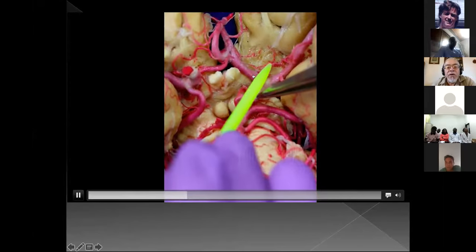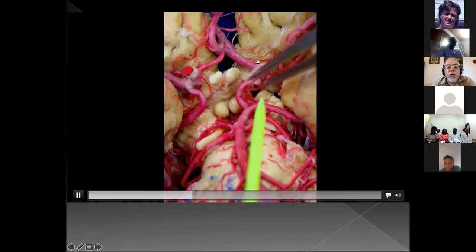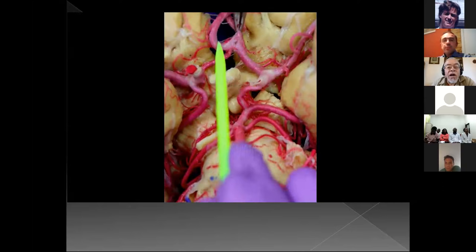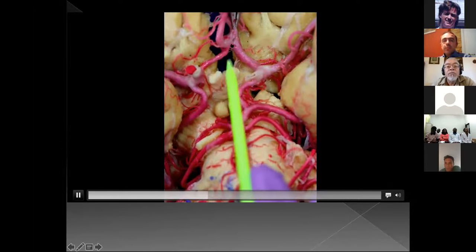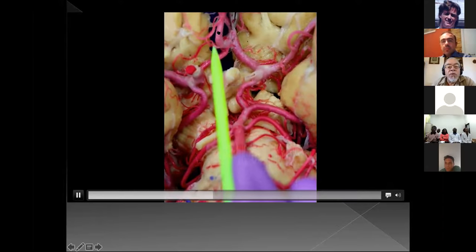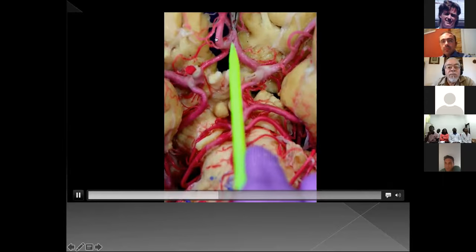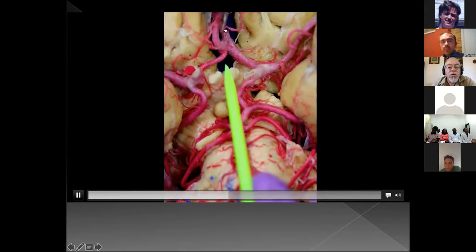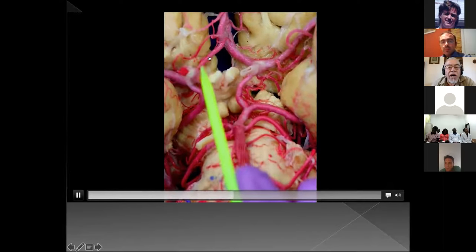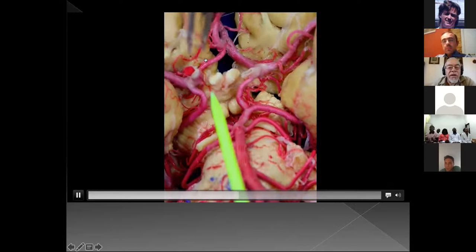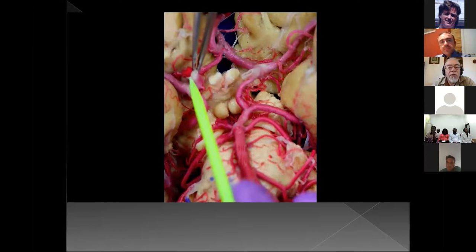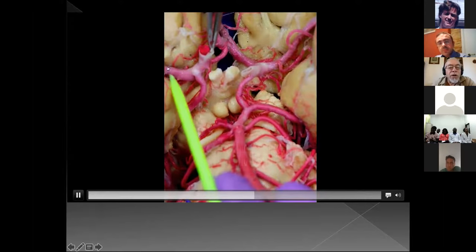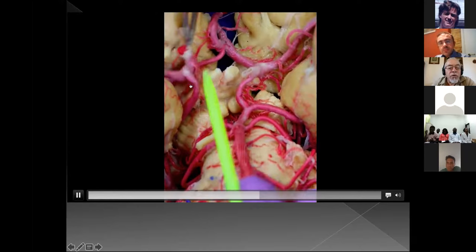This is A1, and these are small branches. This is the anterior communicating artery, this one. The anterior cerebral artery on the right side, this one. A2 left, A2 right. This is a hypoplastic A1 on the left side. Supraclinoid carotid artery on the right side. Middle cerebral artery. And posterior communicating artery.